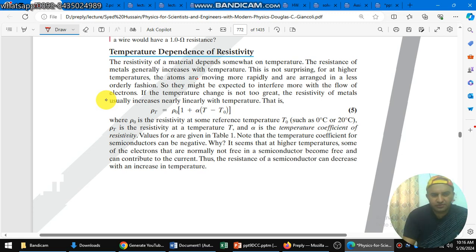Students, next lesson: temperature dependence of resistivity and resistance. What is the effect of temperature on the resistance and the resistivity of a material? In this lecture I am going to explain this. As the temperature of the wire increases, the resistance also increases. So the simple effect is that as temperature increases, resistance increases, but I will explain why.